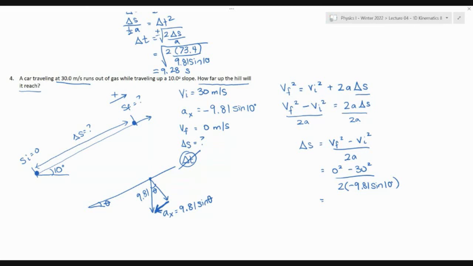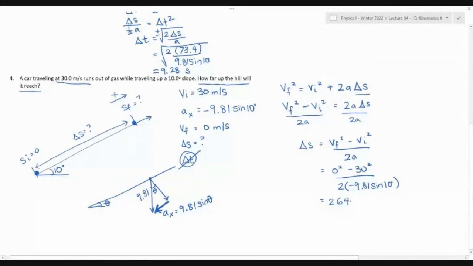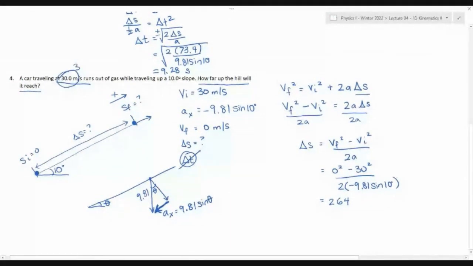Make sure your calculator is in degree mode. And I'm getting 264. I'm looking at significant figures, so there are 3 here, and there are 3 here, and my acceleration has 3, the 9.81, so I'm going to leave it as 264 meters.